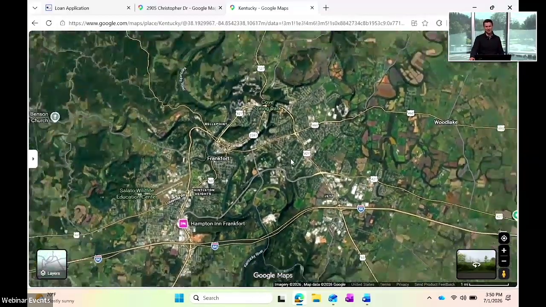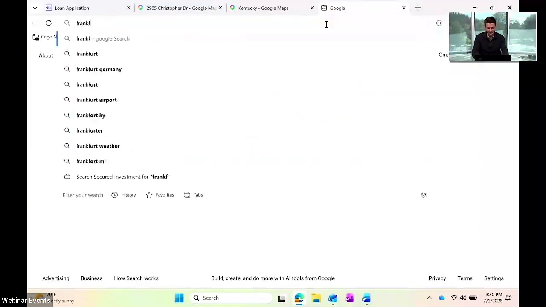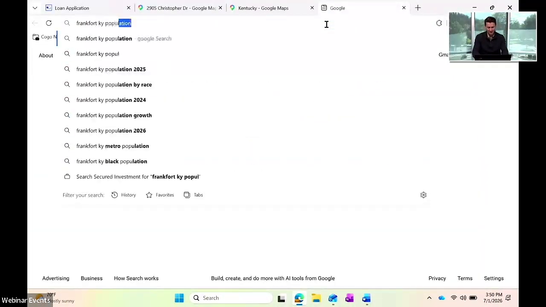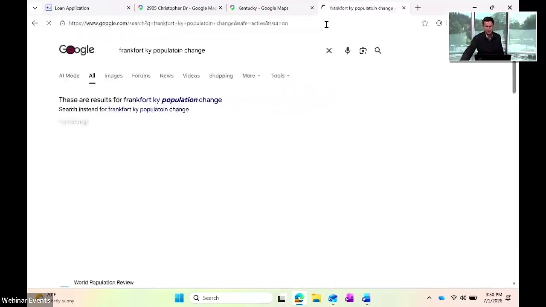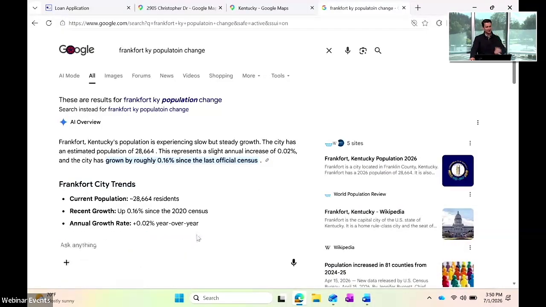So the first thing I do when I'm looking at a new area is what you guys might have noticed earlier. I'm going to look at population change. So I'm going to say Frankfort, Kentucky population change. Hopefully this simple Google search will give me what I need. Slow but steady growth according to Google, 0.16%. 0.02. Okay, so it's pretty flat. I'm not even going to call that real growth. I'm going to call that pretty flat. It's a 28,000 person area.